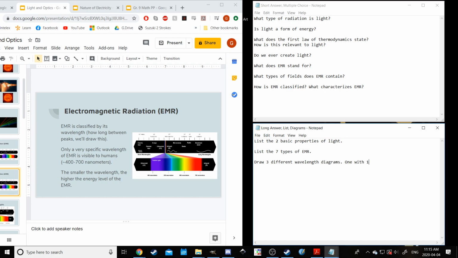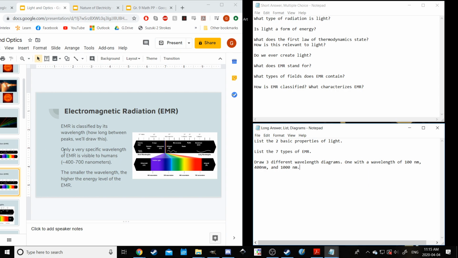One with, I don't know, a wavelength of 100 nanometers, 400 nanometers, and 1000 nanometers. So that would probably be worth a decent number of marks on a test or something, because it really illustrates that you understand how wavelengths are defined.